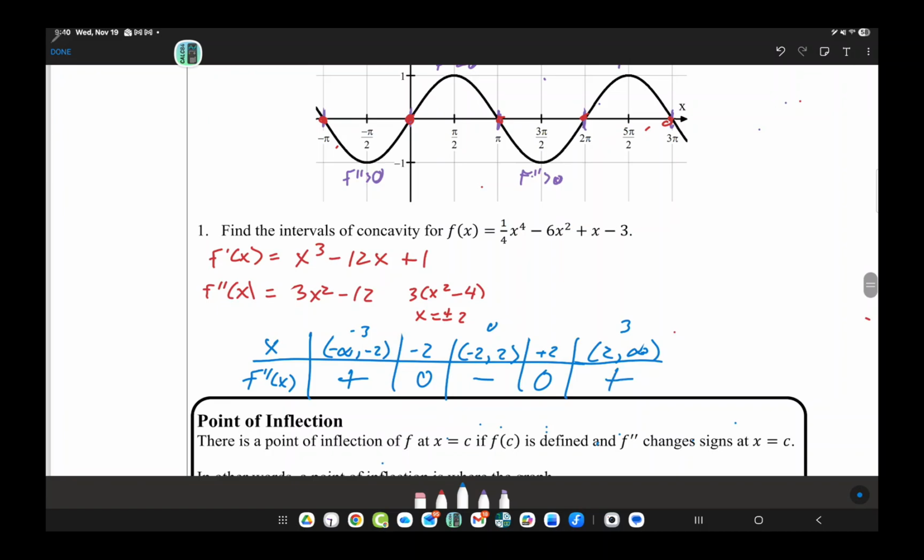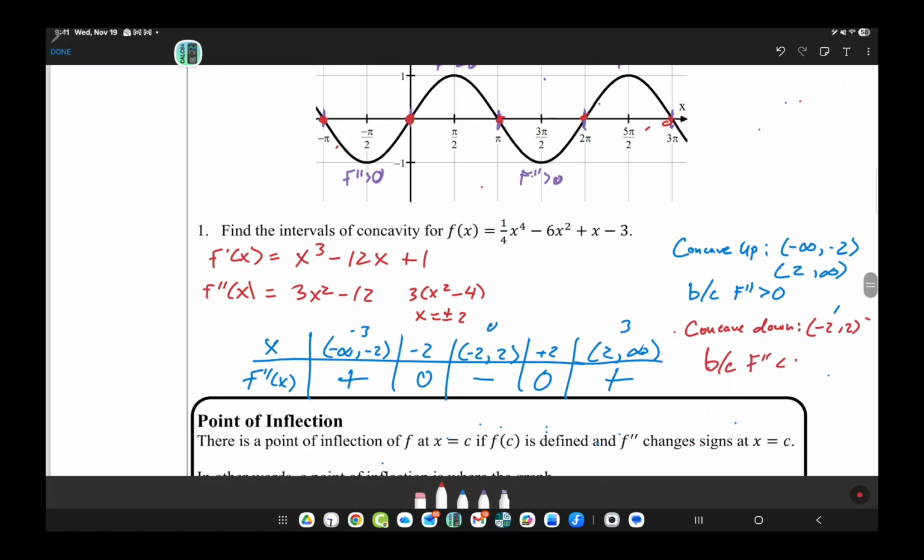So our function is concave up from negative infinity to negative 2, and 2 to infinity, because f double prime is greater than 0. Concave down from negative 2 to 2, because f double prime is less than 0.